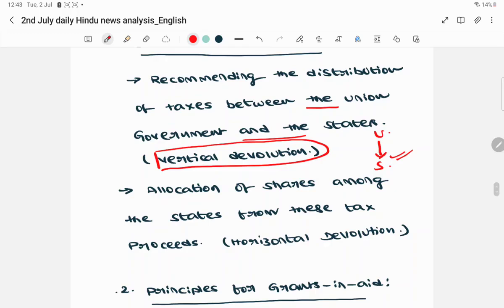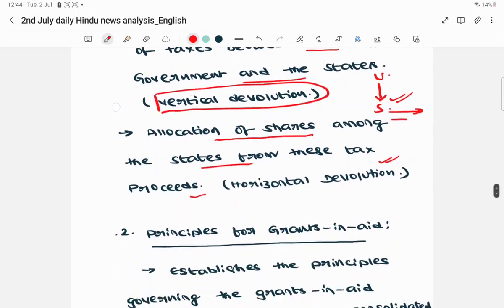Similarly, out of the states' share, how much should be allocated to each state? The allocation of the shares among the states from these tax proceeds is known as horizontal devolution. One is vertical devolution and the other is horizontal devolution. This is one of the tasks of the 16th Finance Commission, which it has to work on and give recommendations to the government. Please be very clear, it is not binding on the government. The government need not follow the recommendations given by the Finance Commission. These are just recommendatory in nature only. The final call will be taken by the central government.